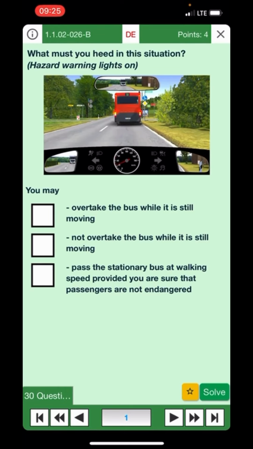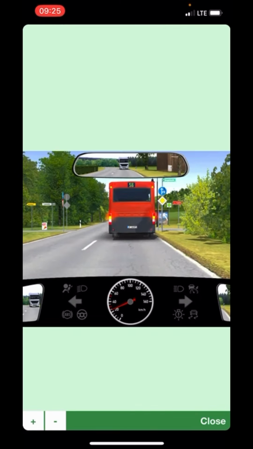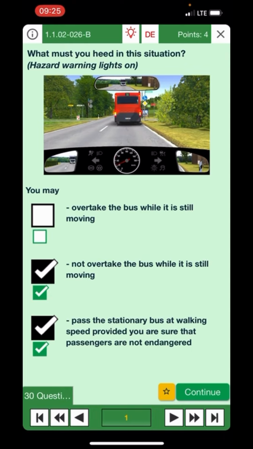First question, what must you heed in this situation? It's mentioned hazard warning lights on. So let's zoom the image. You see that there is a bus with hazard warning light switched on. Okay, let's close, and the options are: you may overtake the bus while it is still moving. No, you should not. You may not overtake the bus while it is still moving. Yes, that's correct. You may pass the stationary bus at walking speed, provided you are sure that passengers are not endangered. Yeah, this is the right option. Okay, let's hit solve. Yes, this is right. Let's move on.